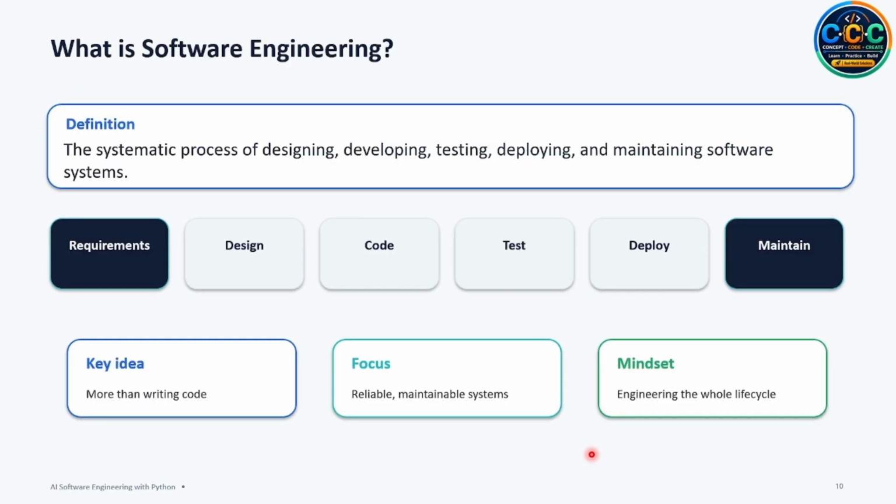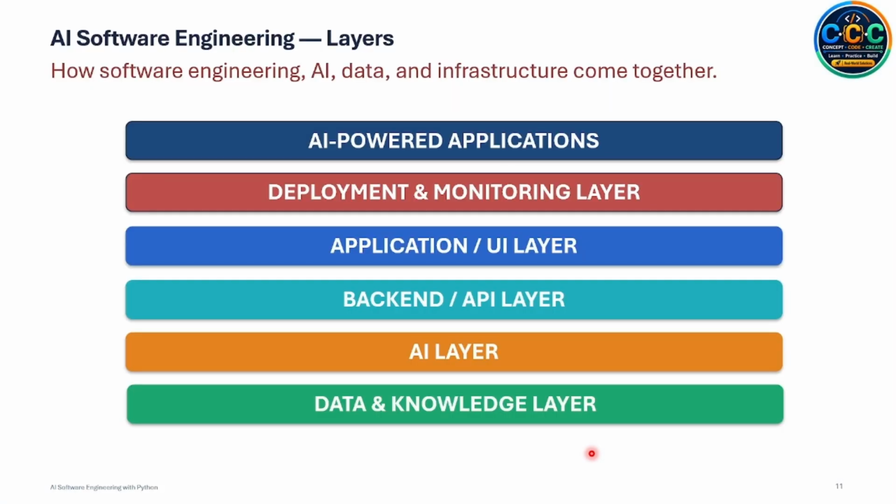Now, what is software engineering? It is basically the systematic process of designing, developing, testing, deploying, and maintaining software systems where you can also integrate AI capabilities. Without a software application, you cannot connect with AI systems. You need some system or application through which you can communicate with or use those AI systems.